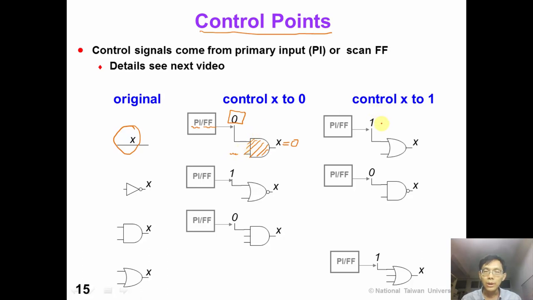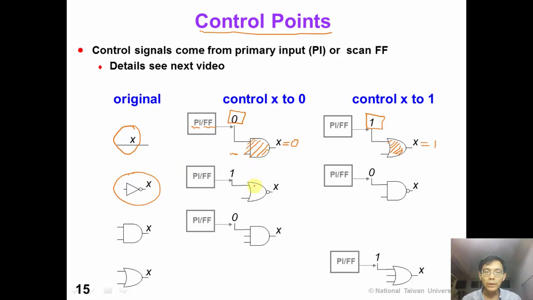On the contrary, if we want to control X to 1 in test mode, then we insert a DFT OR gate here. In test mode, we apply a 1 and X will be controlled to 1 in test mode. We can do the same thing for an inverter output X.